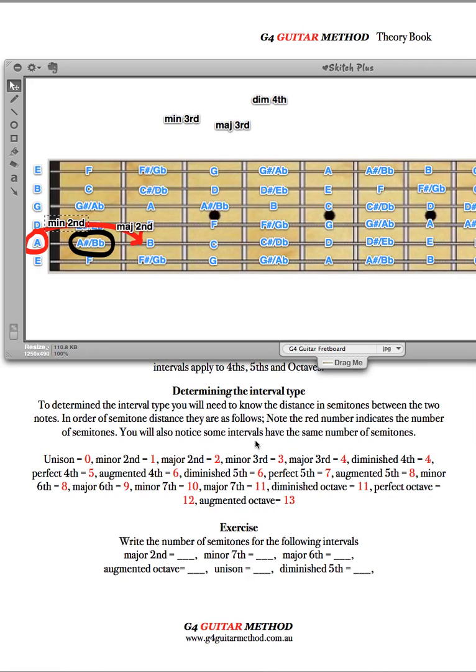But remember, firstly, you've got to work out what a third is. A third from A will be C, because A to B is a second, A to C is the third. So it's got to be a C. It can be a C sharp or a C, but it can't be a B. It can't be a D or an E or whatever. It has to be a C of some description.